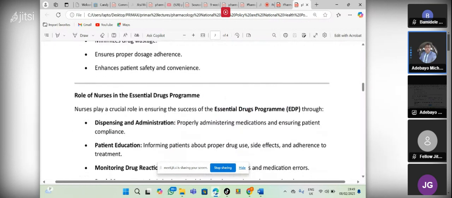So let's talk about the role of nurses in the essential drug program. What are our roles? Number one is dispensing and administration. We talked about drug administration yesterday. It is not enough that somebody has to prescribe it. If the prescription is wrong, the fact that we nurses give it means that if anything happens, we are going to be held accountable as well. So dispensing and administration means properly administering medication and ensuring patient compliance.